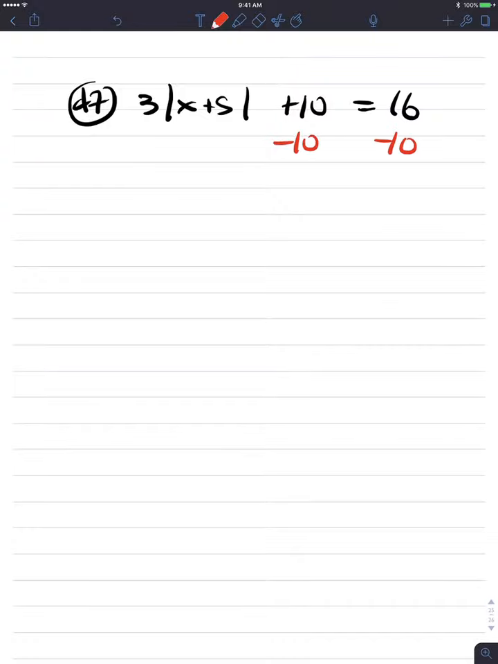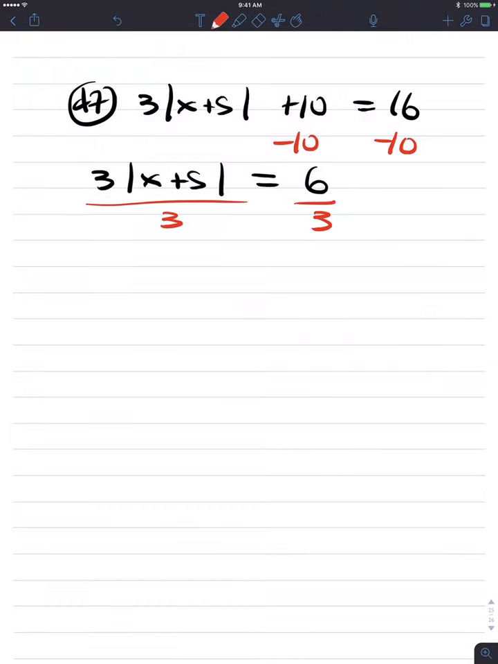Number 47. 3 times the absolute value of x plus 5, plus 10, is 16. You're going to subtract your 10 from both sides. And we're going to end up with 3 times the absolute value of x plus 5 is 6. We're going to divide both sides here by 3 to solve for my absolute value. And I get cancellation on the left. We get the absolute value of x plus 5 is 6 divided by 3, which is 2.